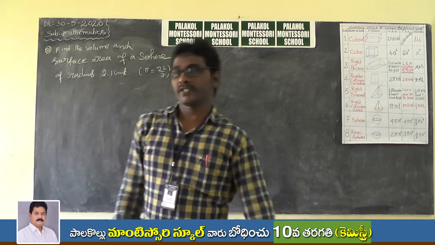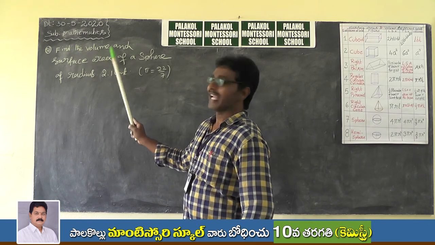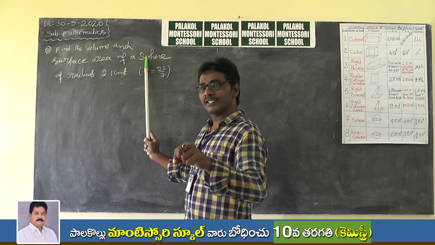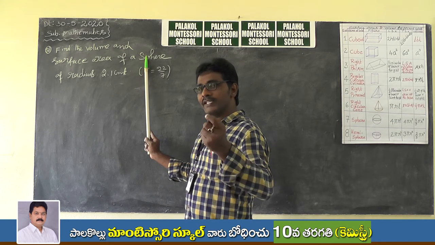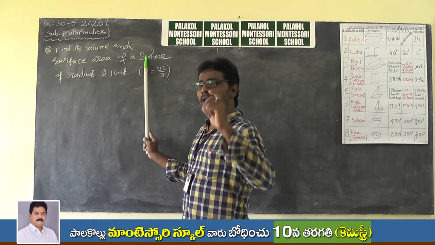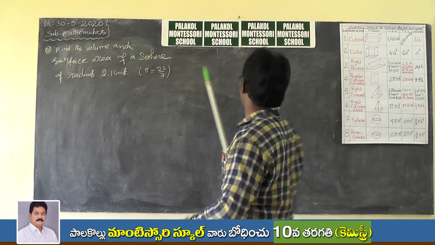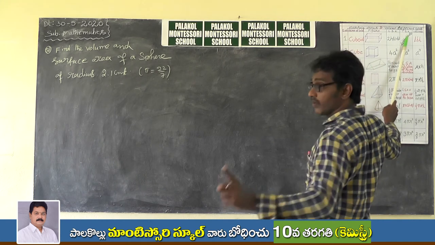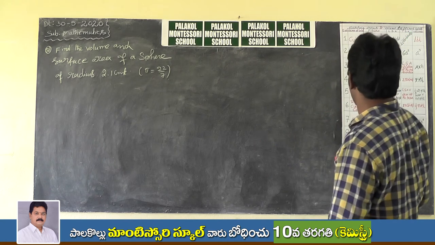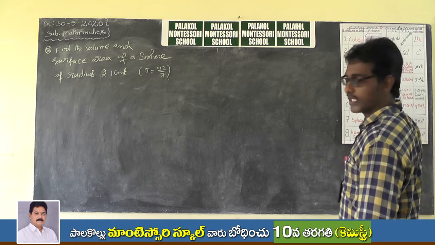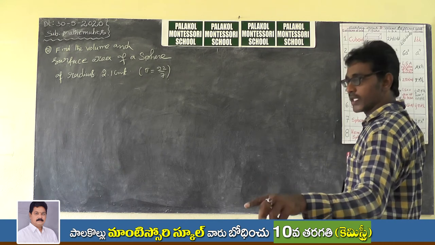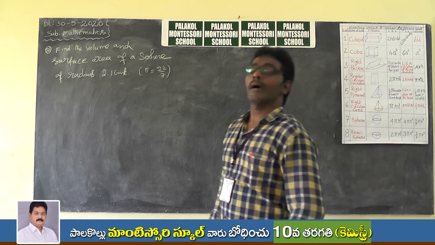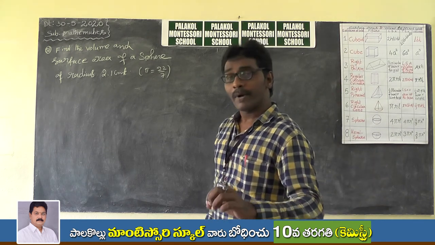Once you read that sum, first: find the volume and the surface area of a sphere. So in this case, what type of solid is there? Sphere. Immediately remember the sphere formulas. For a sphere, the lateral surface area and total surface area formulas are the same: 4 pi r square. But the volume is different. The volume is equal to 4 by 3 pi r cube.